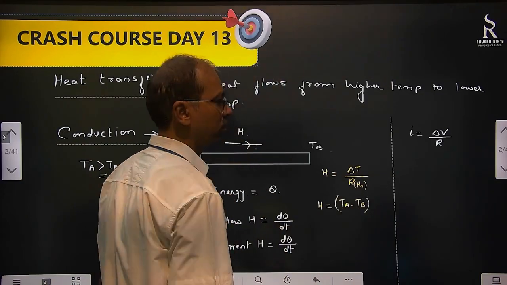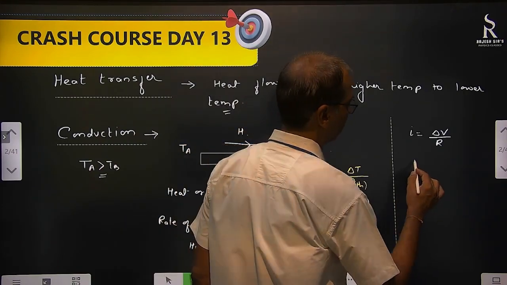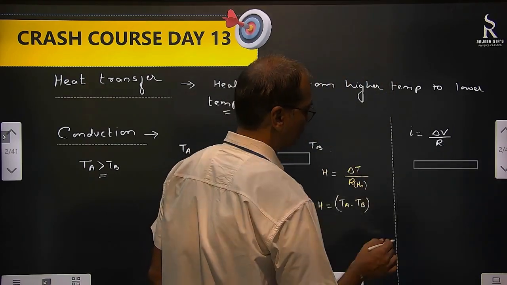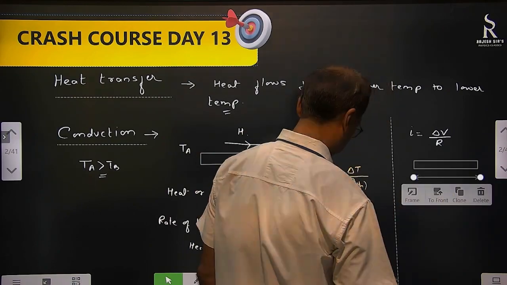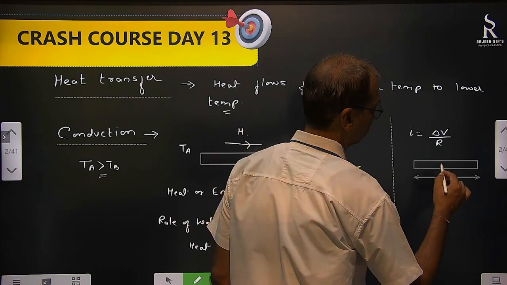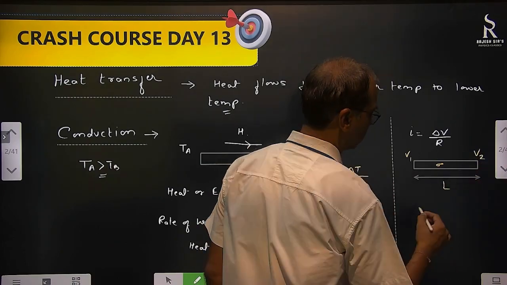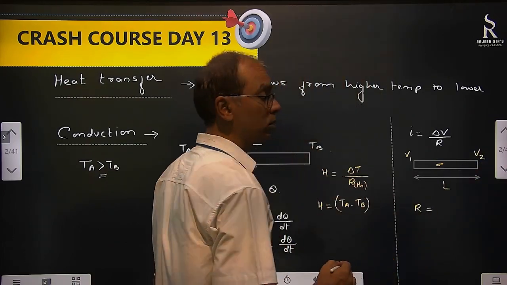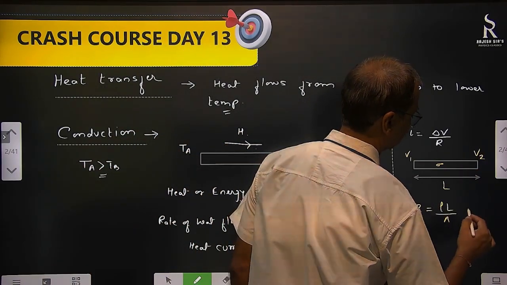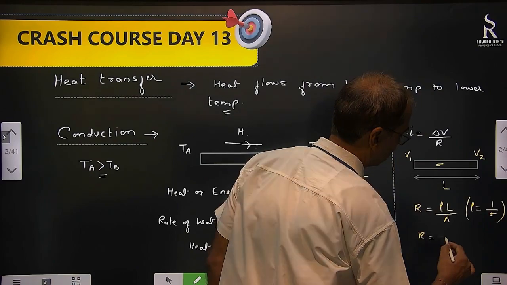Now what is resistance? If you remember, in electric current, suppose we have a conductor like this, with length L, and conductivity sigma. This is V1, this is V2. Its resistance we used to write as rho L by A, and rho was the resistivity, which is equal to 1 by conductivity. So resistance used to be L by sigma A.